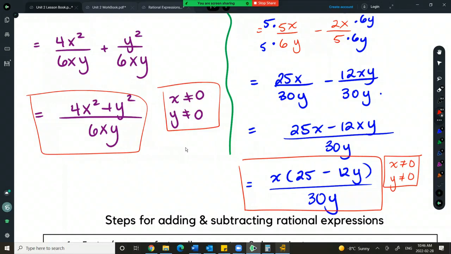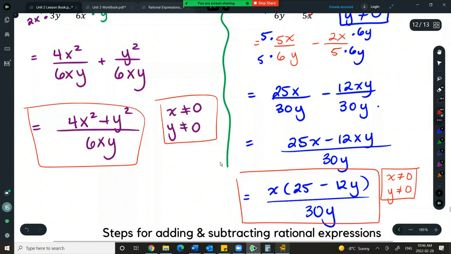I have a quick question. Yeah. If it was like 25x minus 12x, how would you answer it? There's no y. I would put that together and I would just say 13x. No, they wouldn't cancel. Any other questions on these?